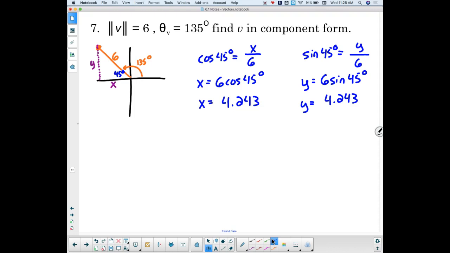Because they're equal. Okay? But which quadrant am I in? I'm in the second quadrant, right? What do I know about points in quadrant number 2? The x is negative. So vector v here is going to be in component form negative 4.243, comma, positive 4.243.